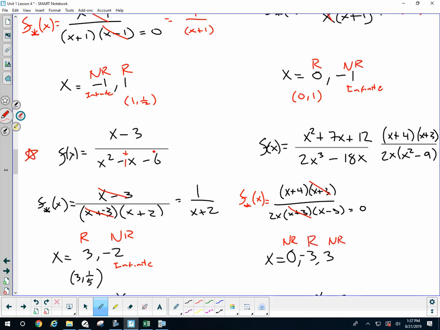I need to find the location of my removable discontinuity. Well, after simplifying, I've created this f star. I could plug in -3. So f star of -3 is 1 over 2 times -3 is -6, -3 minus 3, -6, positive 36. So this removable discontinuity has a location of -3, comma 1 over 36.